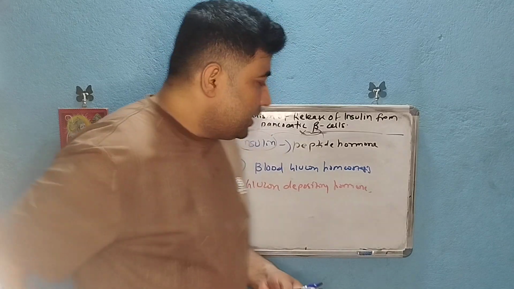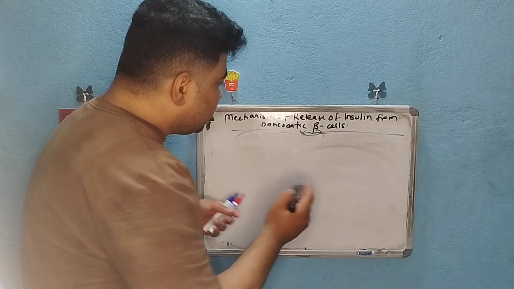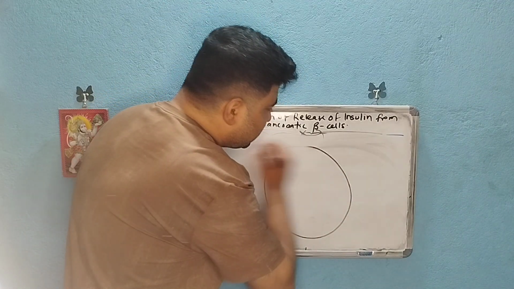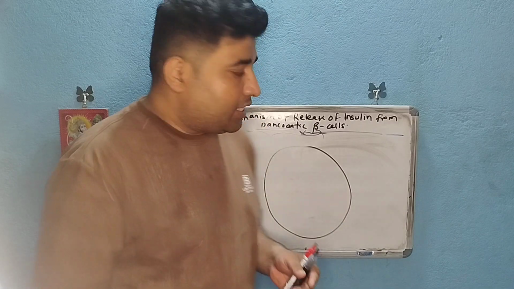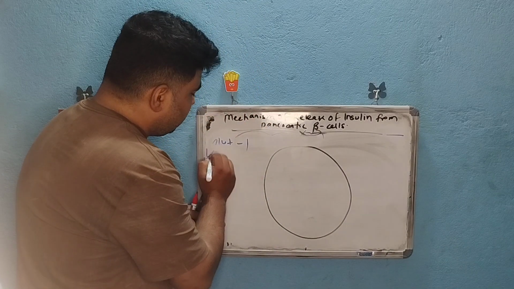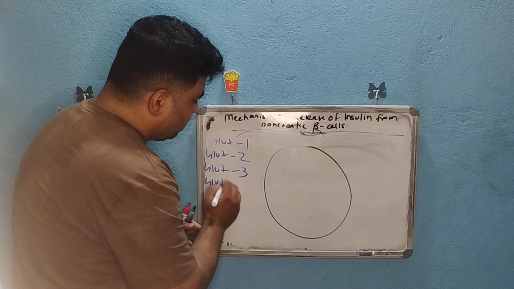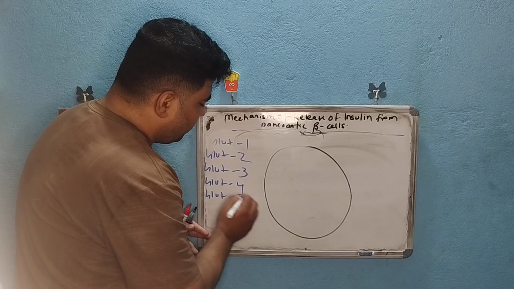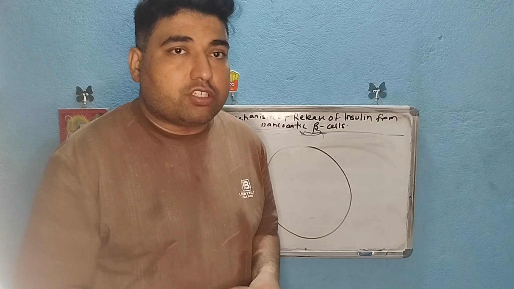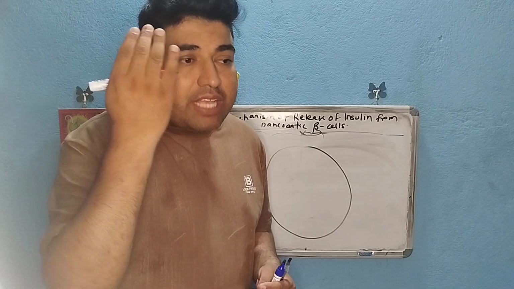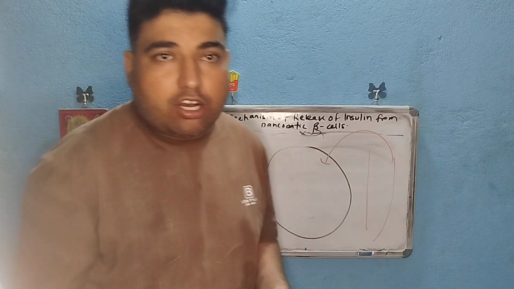beta cells. Let's suppose this is a pancreatic beta cell. Now there are different kinds of transporters like GLUT1, GLUT2, GLUT3, GLUT4, GLUT5. These GLUT transporters cause the entry of glucose from outside of the cell to inside of the cell.